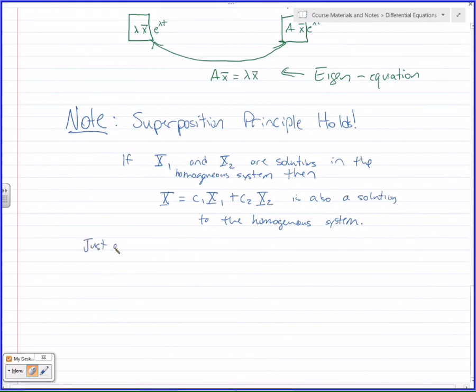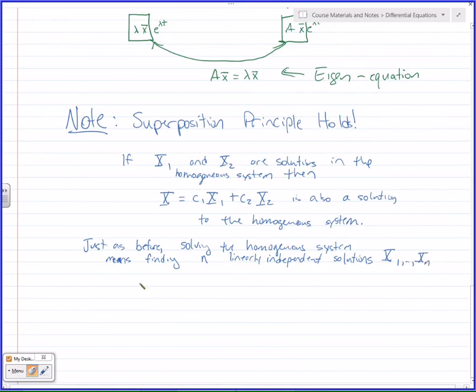So just as before, solving the homogeneous system means finding n linearly independent solutions x1 to xn and writing your general solution as x equals c1 x1 plus c2 x2 up to cn xn.